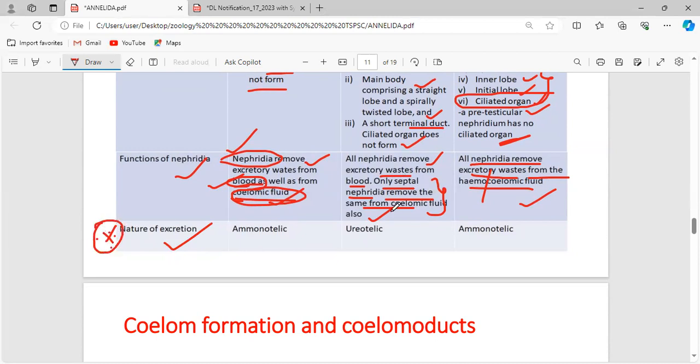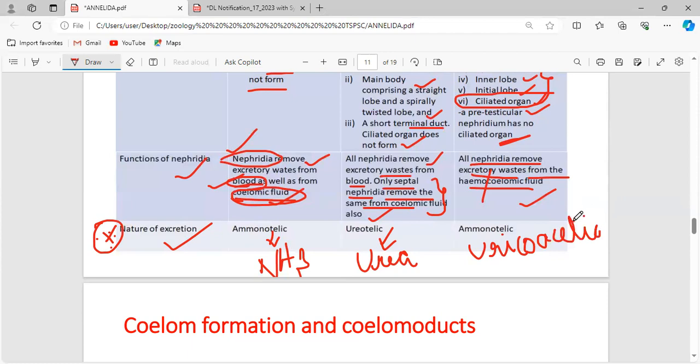Now, this is the most important function. Based on the nature of the excretion, we can categorize the excretory waste into three forms: ammonotelic, ureotelic, and uricotelic. In the case of ammonotelic, the excretory waste contains ammonia. In the case of ureotelic, the excretory waste contains urea. In the case of uricotelic organisms, the excretory waste consists of uric acid.